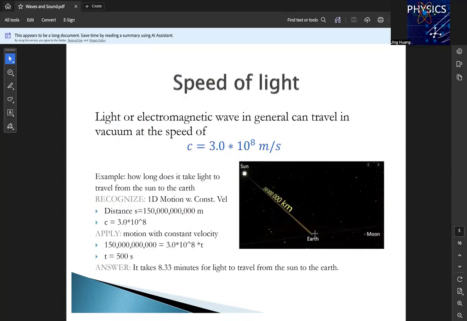The speed of light is the same as the speed of any electromagnetic radiation. In vacuum, the number is 3.0 times 10 to the 8th meters per second. And this is what humans have observed as the universal speed limit.